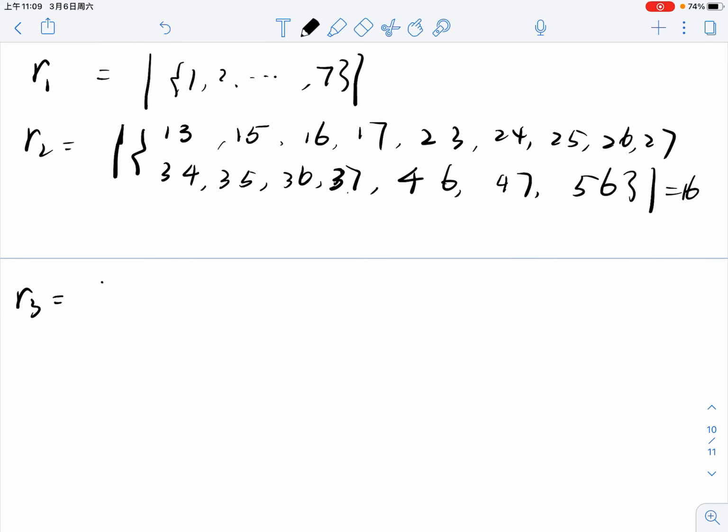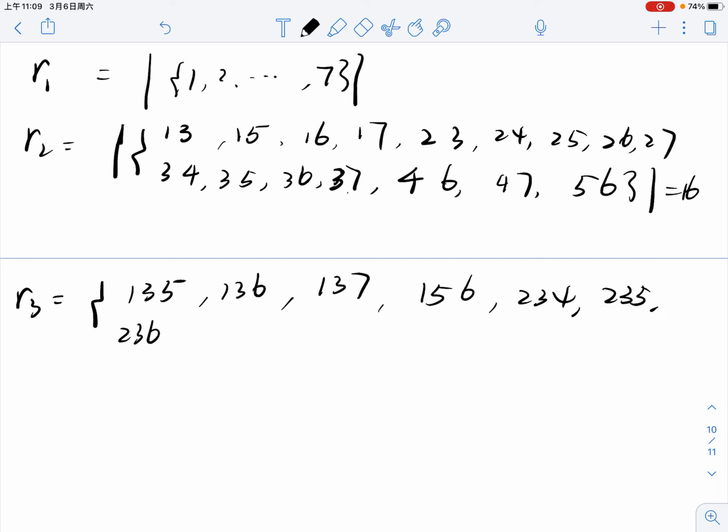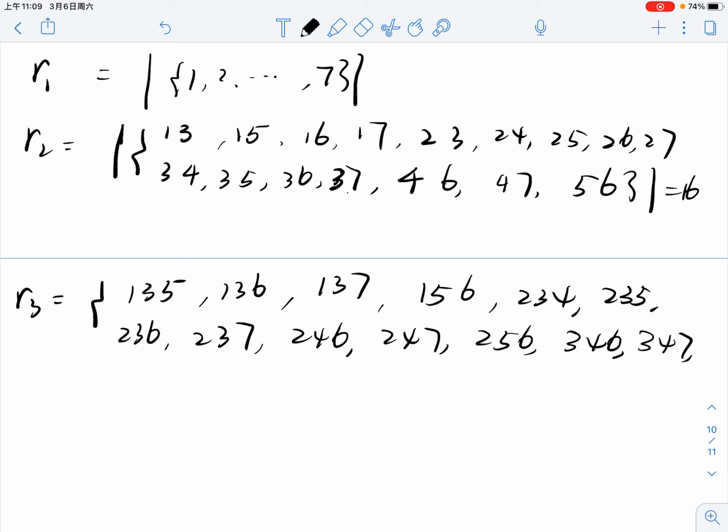And for R3, similarly, you can enumerate them. You have 1,3,5. You cannot choose 1,2, so the least numbers you can start with are 1,3, just like a lexicographic ordering. 1,3,5, and then 1,3,6, 1,3,7. Then you have 1,5,6, 2,3,4, 2,3,5, 2,3,6, 2,3,7, 2,4,6, 2,4,7, 2,5,6, 3,4,6, 3,4,7, 3,5,6.